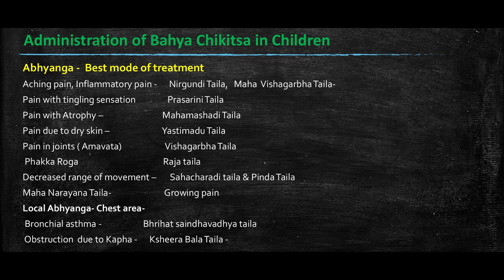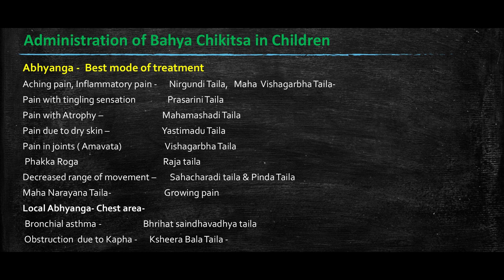Then if the child has pain with a tingling sensation, go for Prasarana Taila Abhyanga. Pain with atrophy, disabilities, cerebral palsy and all, then you go for Mahamashadi Taila. Pain due to dry skin, simple Yastimadhu Taila Abhyanga is quite beneficial. Pain in joints like amavata, Vishagarbha Taila is again quite beneficial. Asthiroga, a nutritional problem where the bones are very weak, then you go for Raja Taila application.